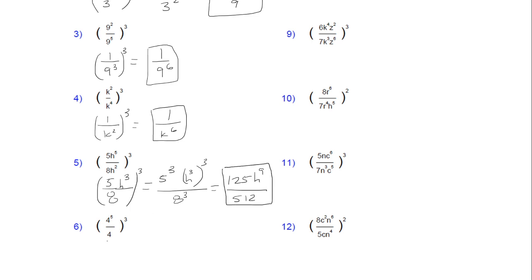For 6, 4 to the 5th over 4 will give me 4 to the 4th. And then I'm going to cube everything, which will be 4 to the 12th. And we'll just leave it as it is.